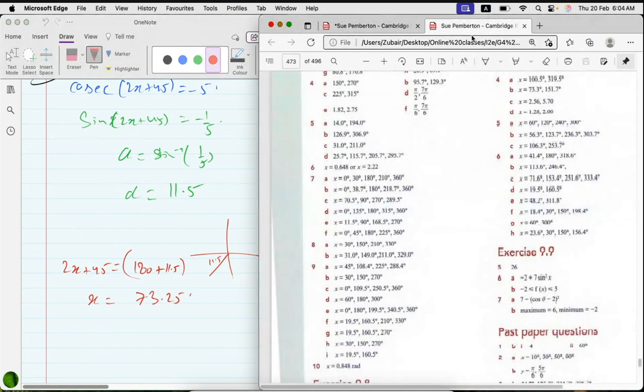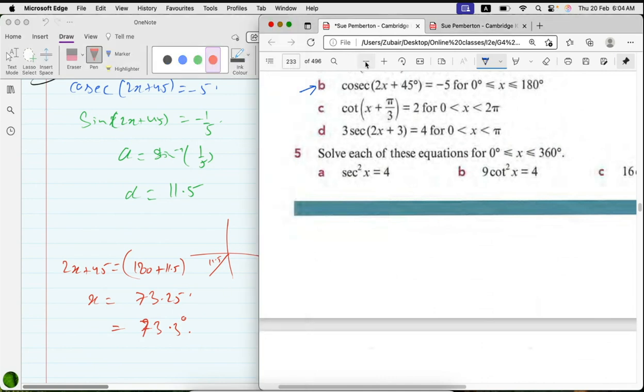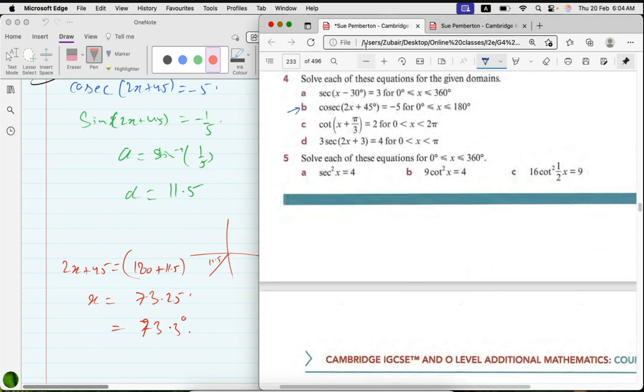You were getting this answer, 73.3, done. Maybe some typo in the calculator. Maybe. Possibly. Because I was doing the same thing. I was doing 180 plus the 11.5. Okay. Yeah.